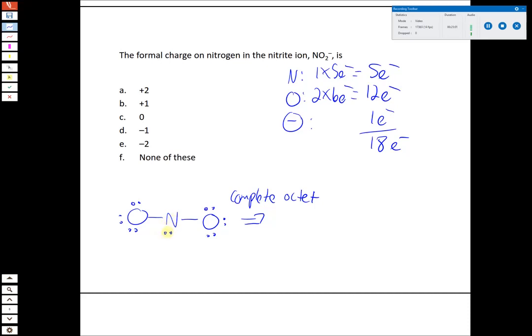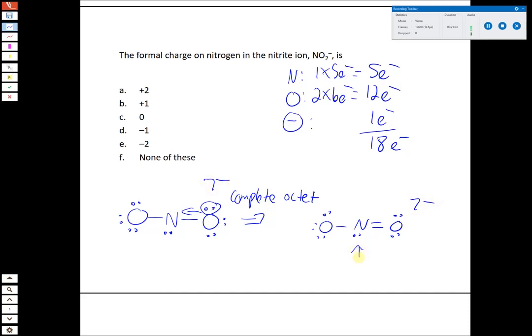So we only have 6, so what we're going to do is take one of our lone pairs and make it into a double bond. Again, it doesn't matter which lone pair we take or which oxygen we do. We get one double bond that removes one of the lone pairs from that oxygen. We don't take the lone pair off of nitrogen, and this is going to be our final structure, again with a negative charge.